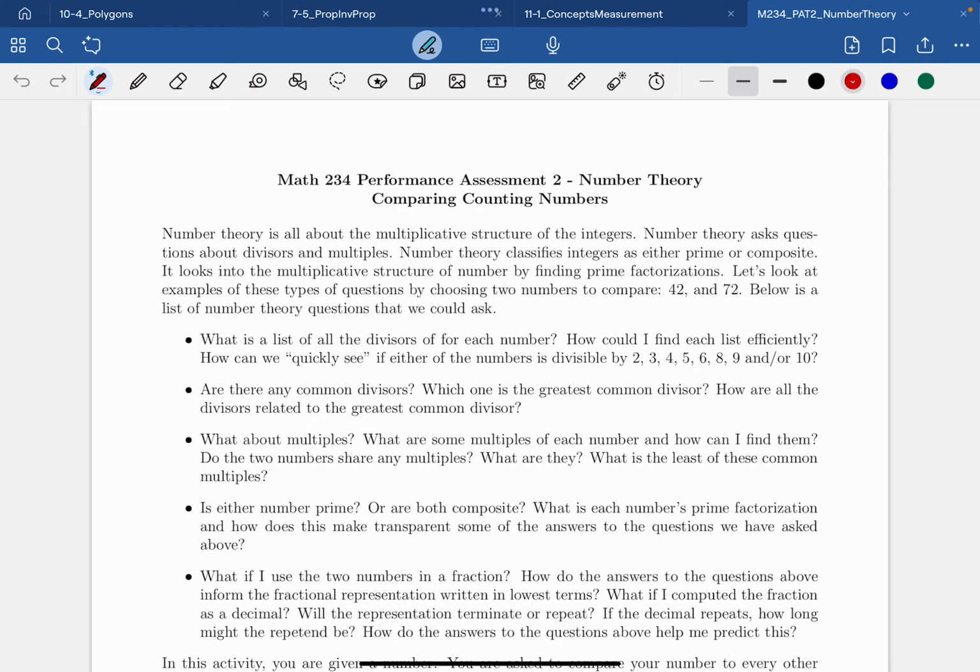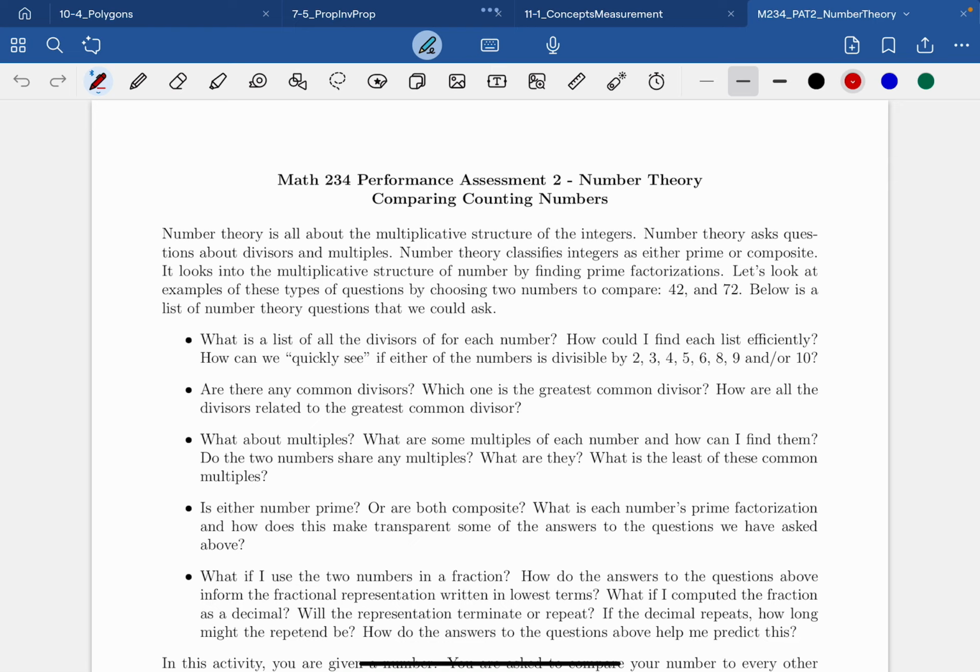What about multiples? What are some multiples of each number, and how can I find them? Do the two numbers share any multiples? What are they, and what is the least of these common multiples? Is either number prime, or are both composite? What's each number's prime factorization, and how does this make transparent some of the answers to the questions we've asked above? And then finally, what if I use the two numbers in a fraction to make a rational number? How do the answers to the questions above inform the fractional representation written in lowest terms?